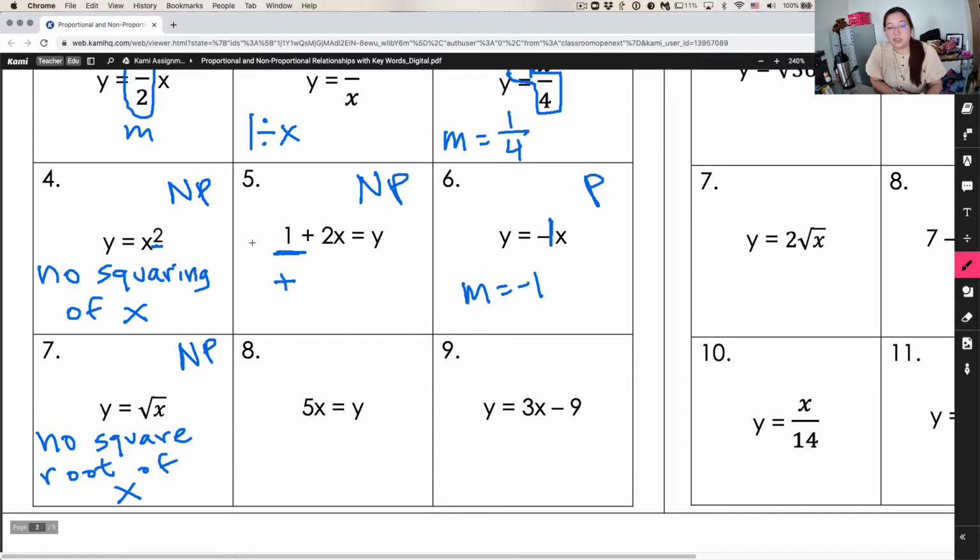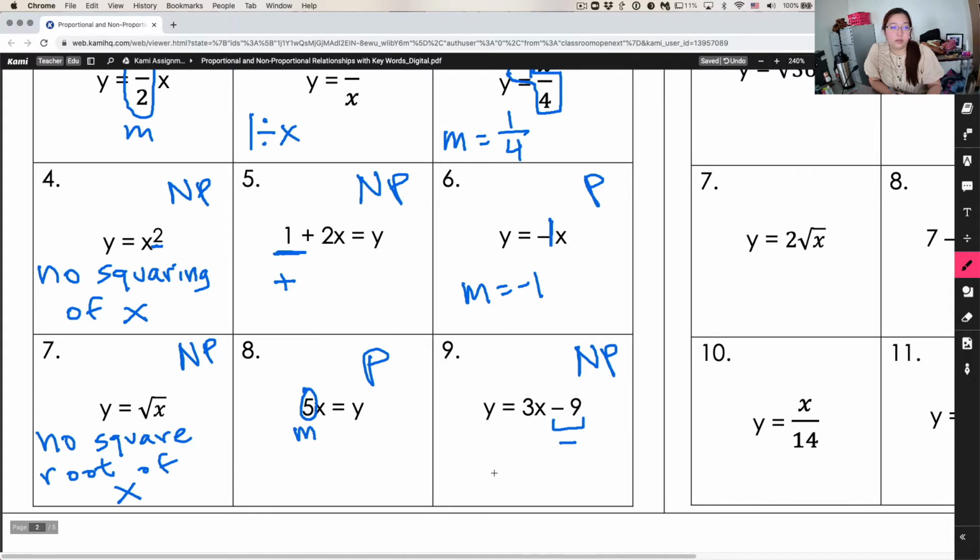Number 8, this is a nice simple one. Here's our m right here. That's our m. Our m is 5. There's nothing else being added or subtracted. This is proportional. Last but not least, this one is really similar to number 5. You see this little extra bit here? This is subtraction. We don't want that. This makes it non-proportional. We can only multiply by x. We can't subtract from it.